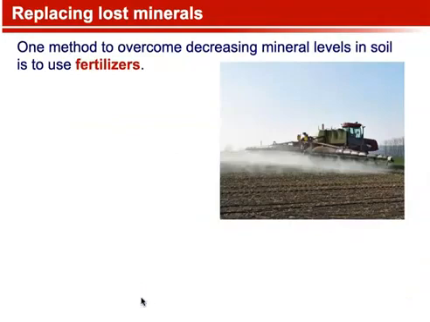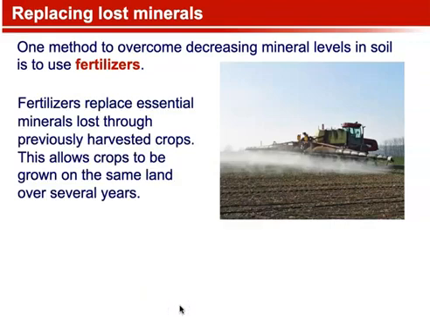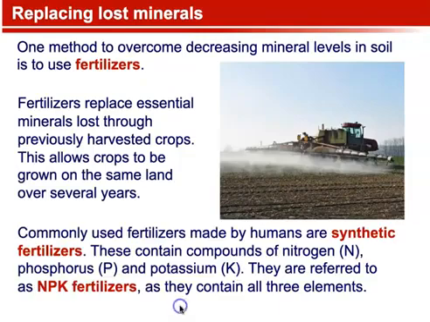Replacing lost minerals. One method to overcome decreasing mineral loss in soil is the use of fertilizers. Fertilizers replace essential minerals lost through previously harvested crops. This allows crops to be grown on the same land over several years. Commonly used fertilizers made by humans are synthetic fertilizers. These contain compounds of nitrogen, phosphorus, potassium. They are referred to as NPK fertilizers as they contain all three elements.